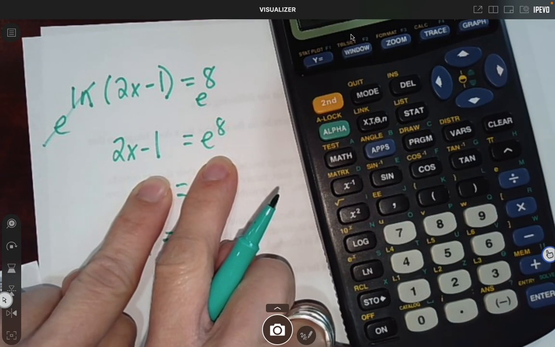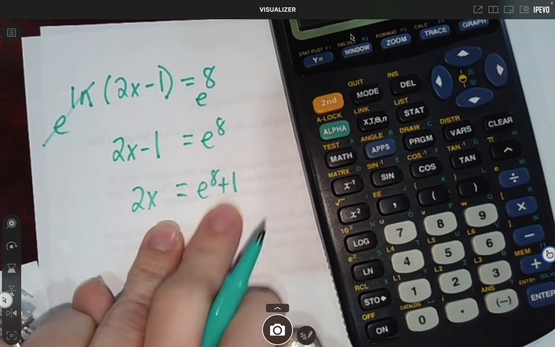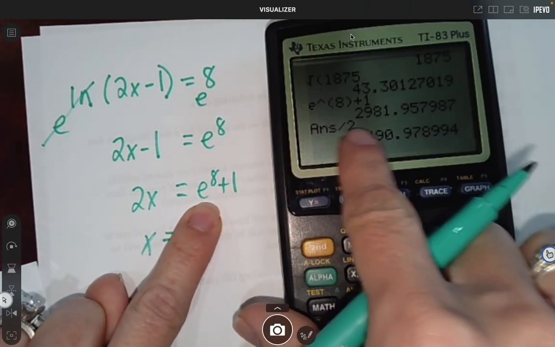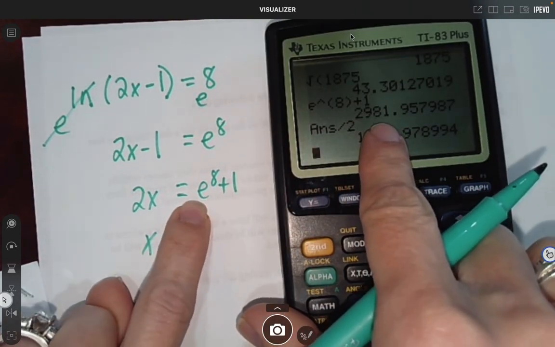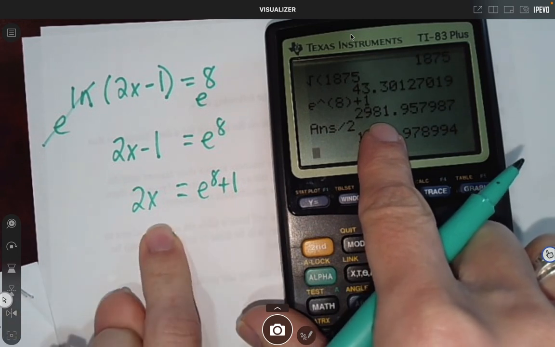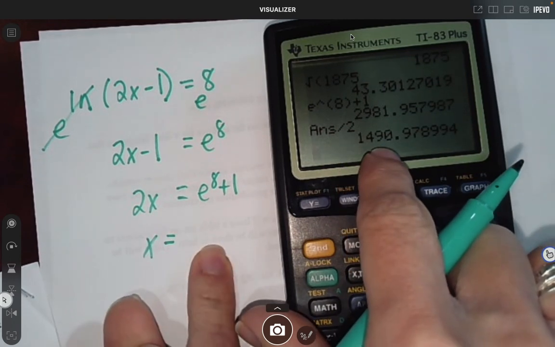I don't know what it is yet, okay? Then how do you solve for x? Add 1. So I did that. I'm just typing this in my calculator. I typed in e to the 8 plus 1. It's that number. I just was lazy and didn't feel like writing it out. Then what do you do to solve for x? So that's why on my calculator, I divided by 2, and I got that answer, okay?